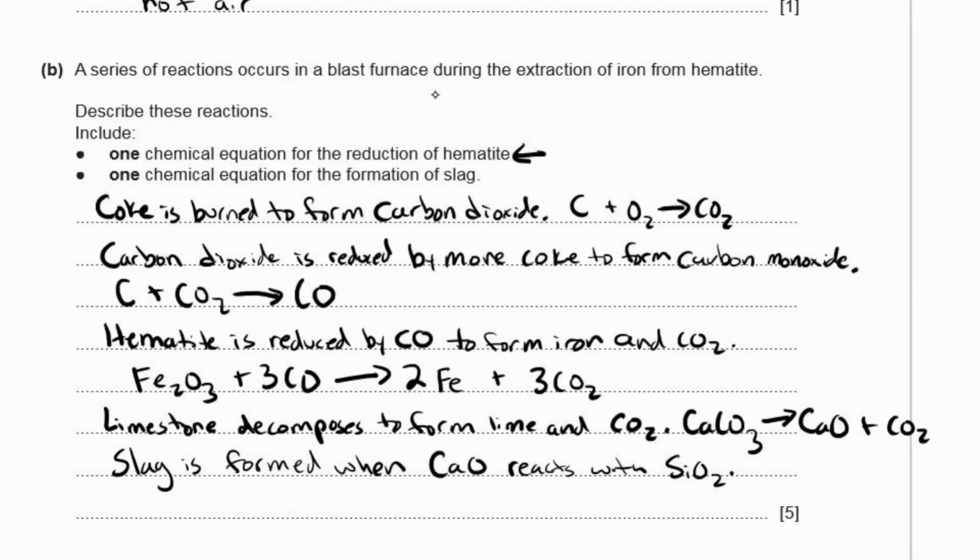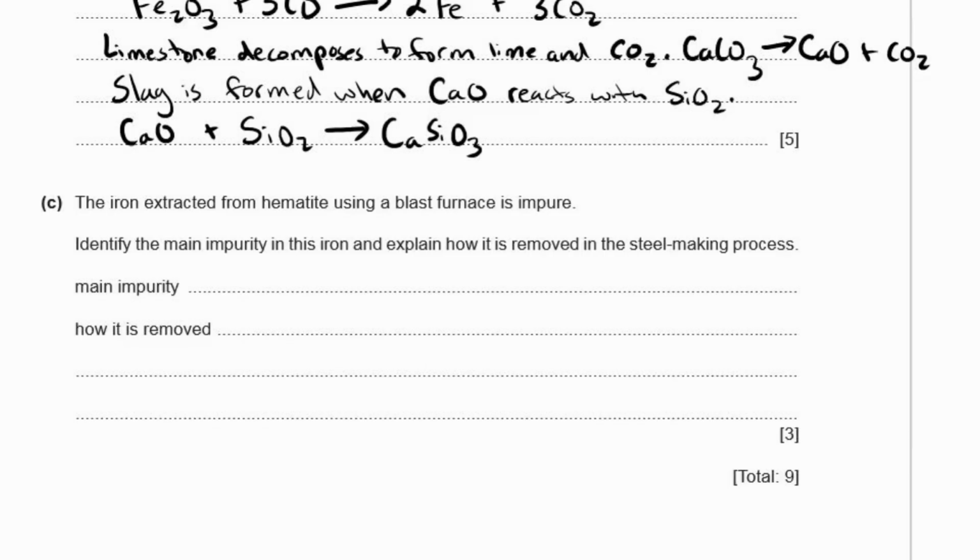Okay, and this is the other reaction they want to see, so you have to know that reaction. Okay, so that's CaO, which is lime, plus silicon dioxide, SiO2, produces CaSiO3. Okay, and that's known as part of slag. All right, good.